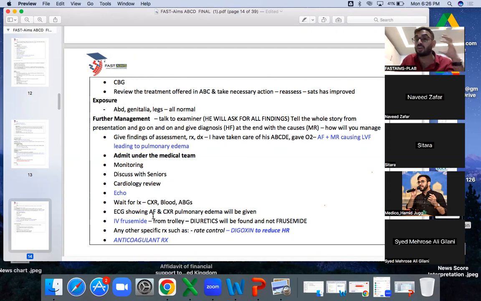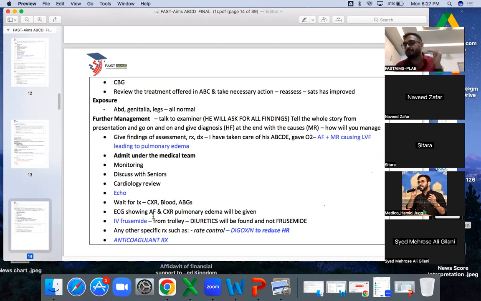The hypotension is not because of any blood loss, so we do not need to give, for example, fluid. It is because the heart is not pumping. If the heart is not pumping, we will give some furosemide along with that digoxin, and we will anticoagulate the patient. Why anticoagulate the patient? Because atrial fibrillation is going on, a clot can form, and it can lead to pulmonary embolism or acute limb ischemia. So this is the management.